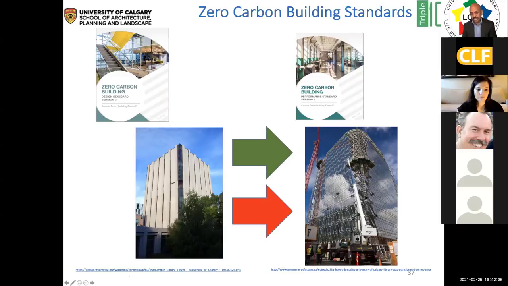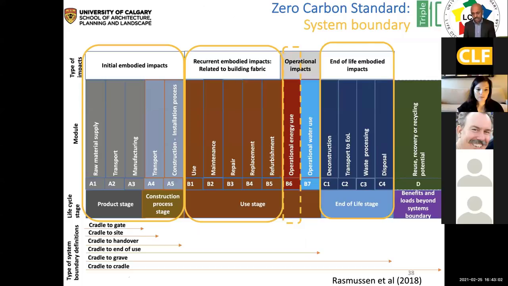So this is our building, the University of Calgary, a repurposed building from an old library tower, which is around 40 or plus years old, now getting this new skin. Actually this picture is a bit older. And one of the goals is to get zero carbon certification. And the system boundary again is covering the A1 to A5, that's the initial embodied impact of the building. And it also covers from B1 to B5.